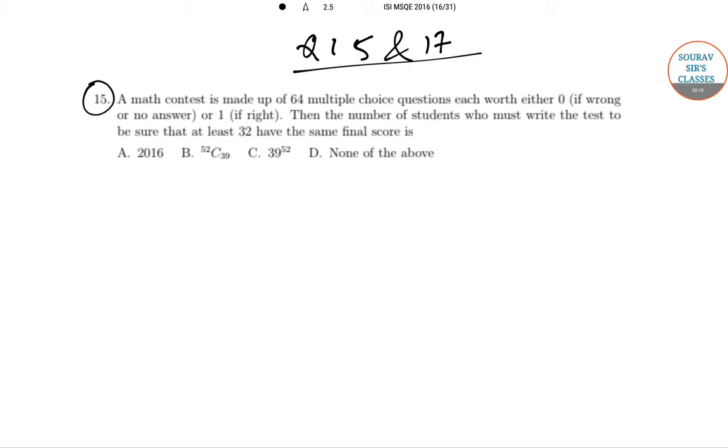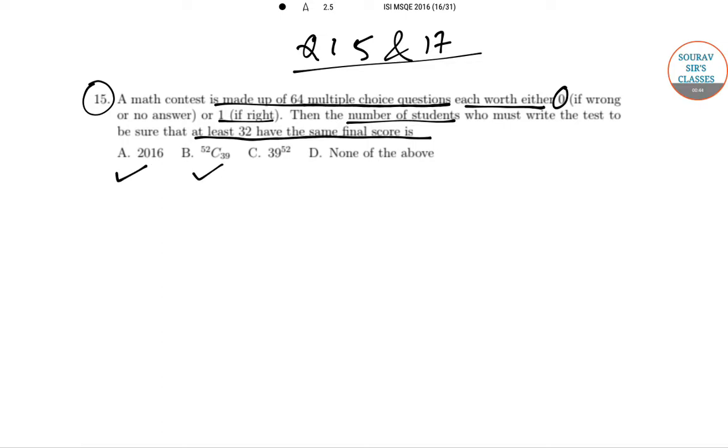In question number 15 it is said that a math contest is made up of 64 multiple choice questions, each worth either 0 if wrong or no answer, or 1 if right. Then the number of students who must write the test to be sure that at least 32 have the same final score is: option A is 2016, option B is 52, option C is 39 to the power 52, option D is none of the above.